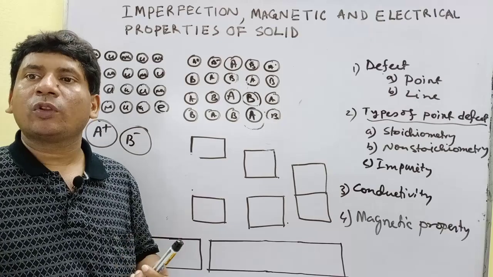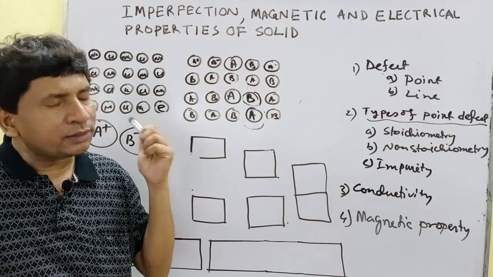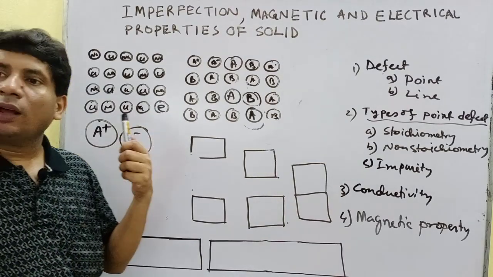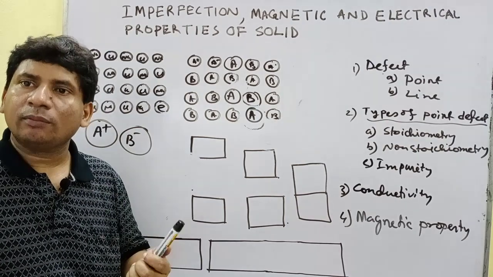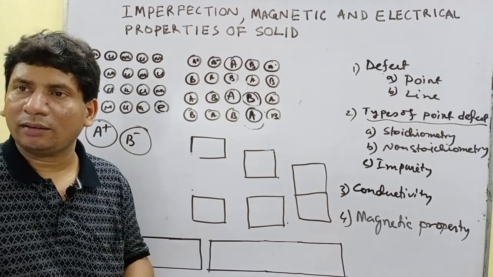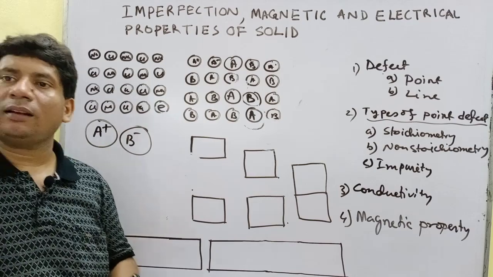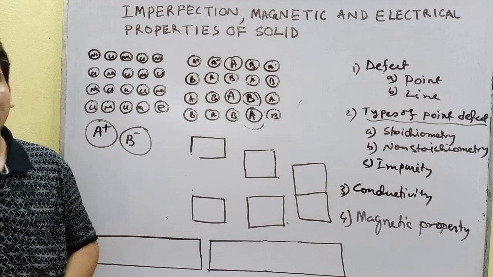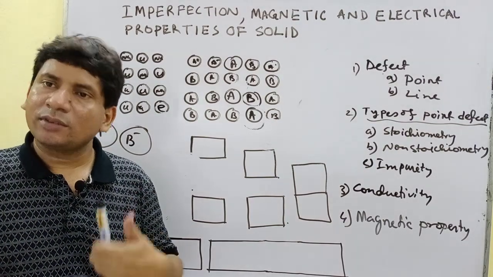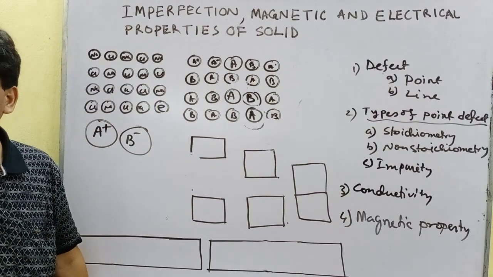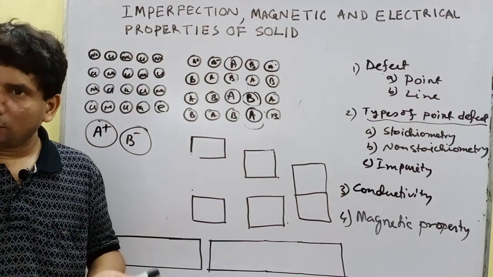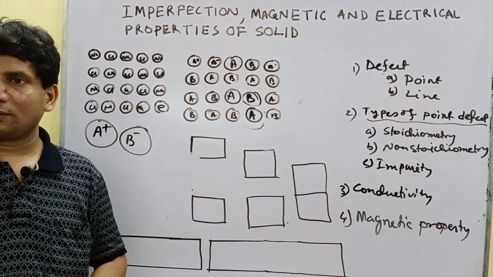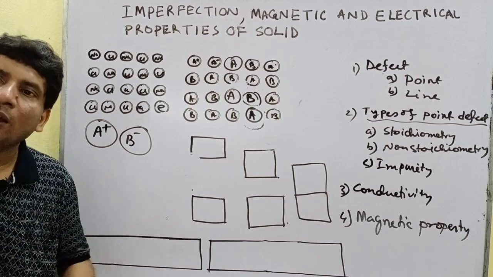Clear? And this site is known as the F center. What is the meaning of F center? F center means color-giving. Due to the F center, the crystal is colored. The crystal may change its color due to the F center. Sodium chloride is white, but when it has metal excess, it may be yellow.